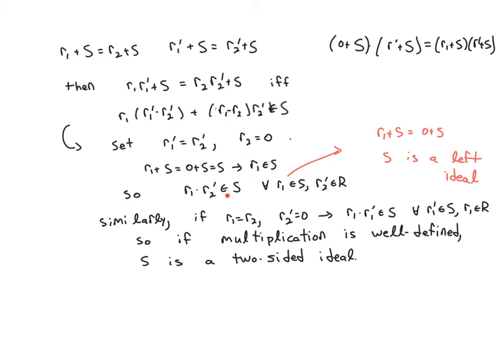Well, if you set R1 equal to R2, this becomes 0, this term goes away. You set R2 prime equal to 0, this goes away, and you just get R1 times R1 prime. And we're just requiring that to be an element of S for all R1 prime in S and all R1 in R. So then you're saying S has to be a right ideal. So what we're getting from this is if the multiplication operation we just created is well defined, then S has to be a two-sided ideal.